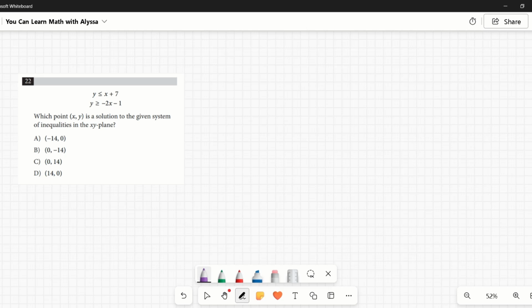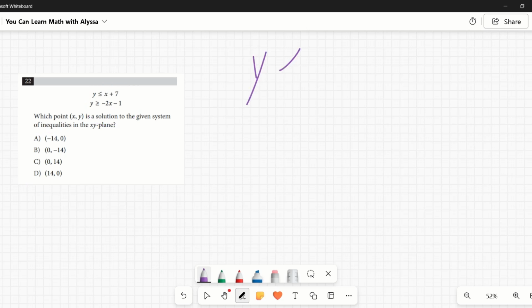there's 3 different ways you could do this. And which one is the fastest is going to be up to you. Because this is multiple choice, we have these 4 points here. If you wanted to, you could plug each of these points into these 2 equations and see which ordered pair, which point makes both of these statements true. So you could do that.